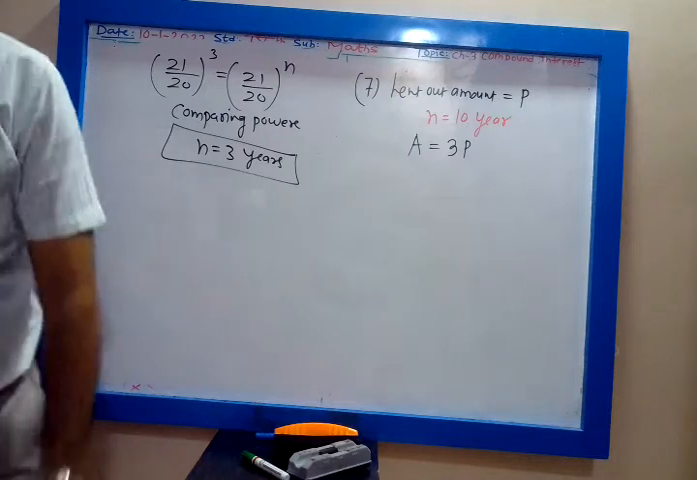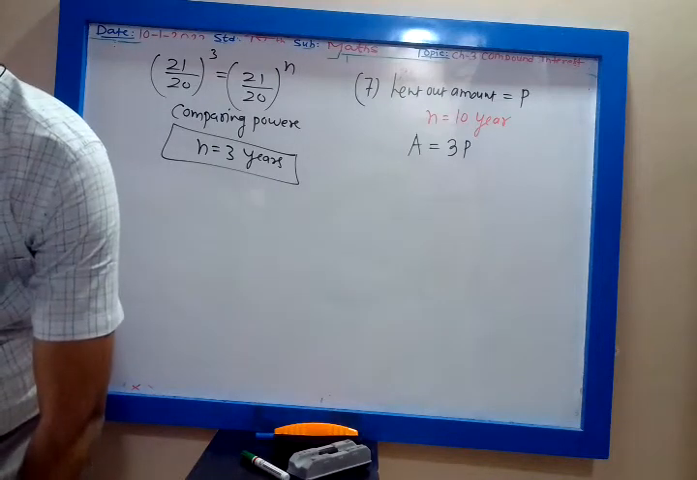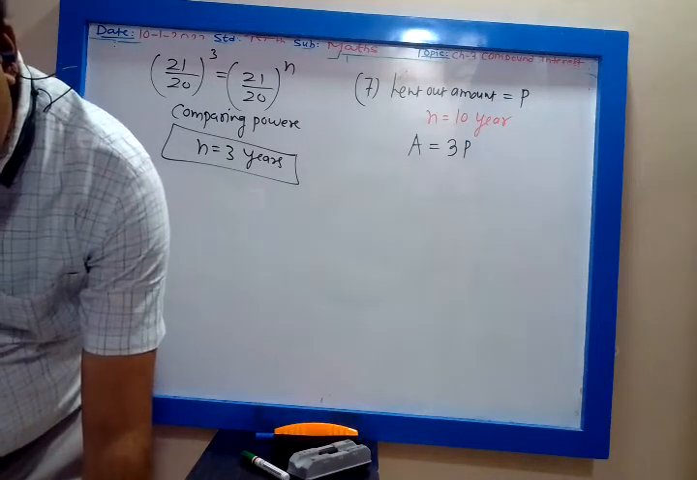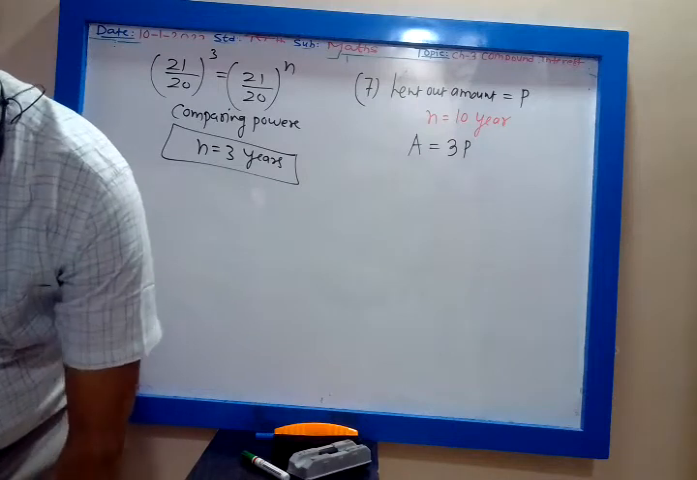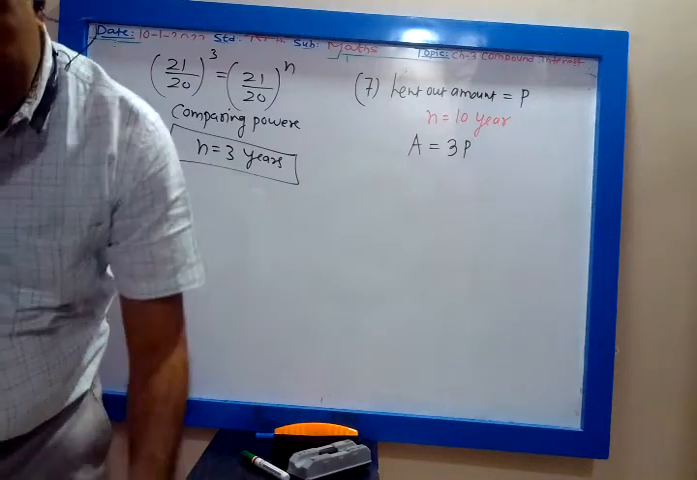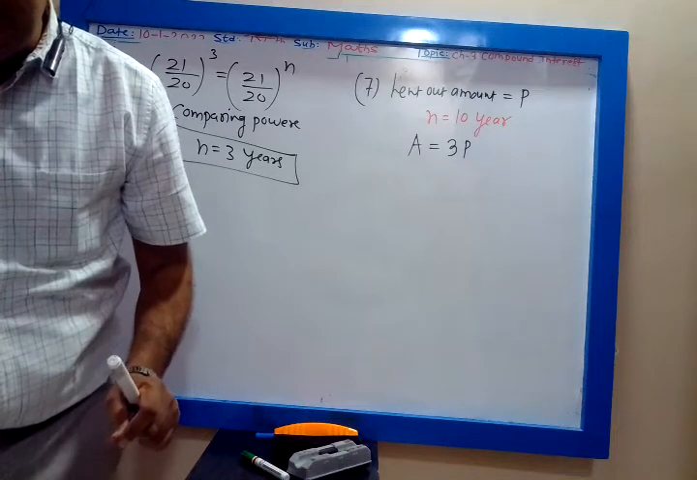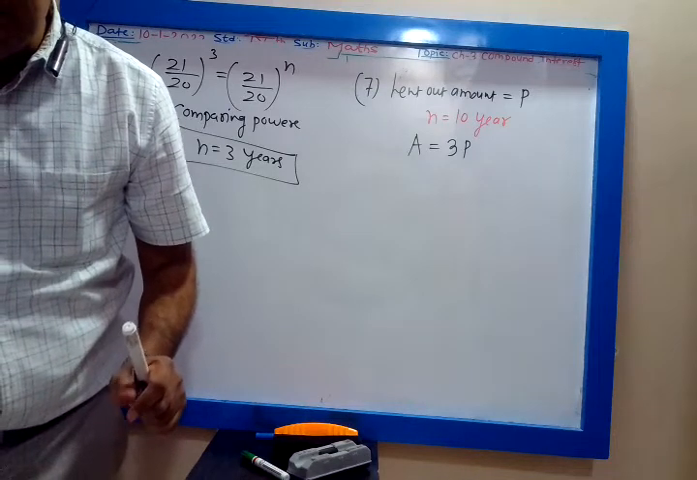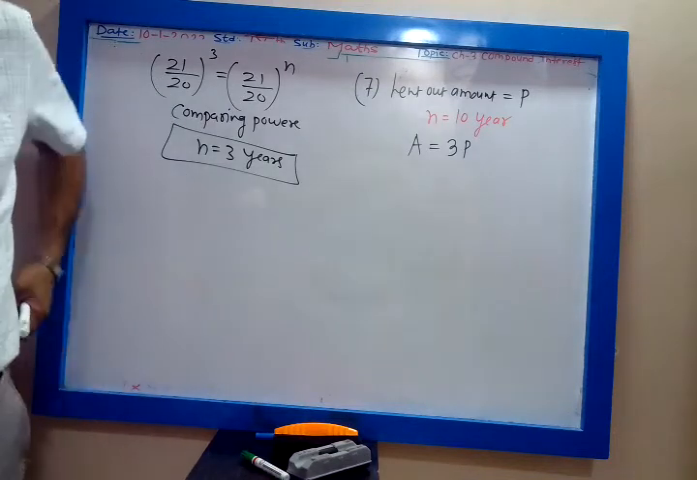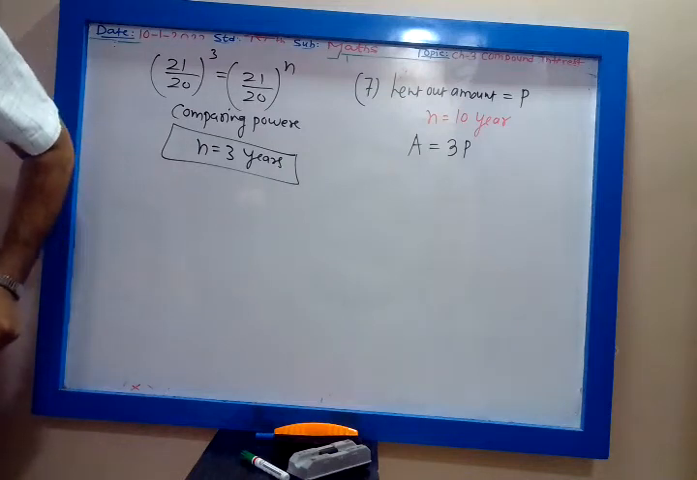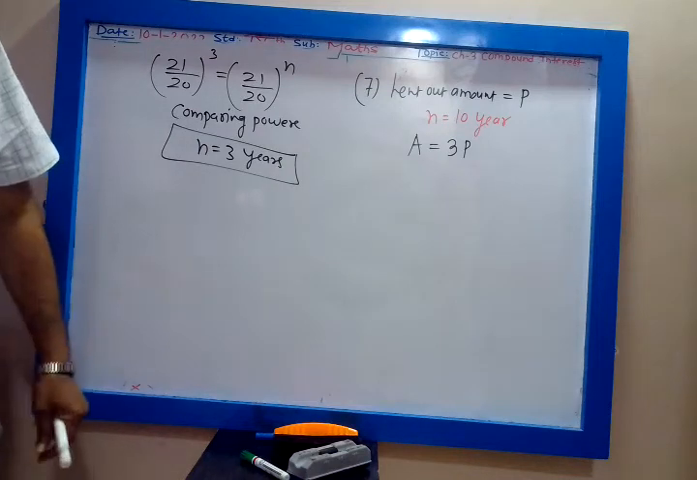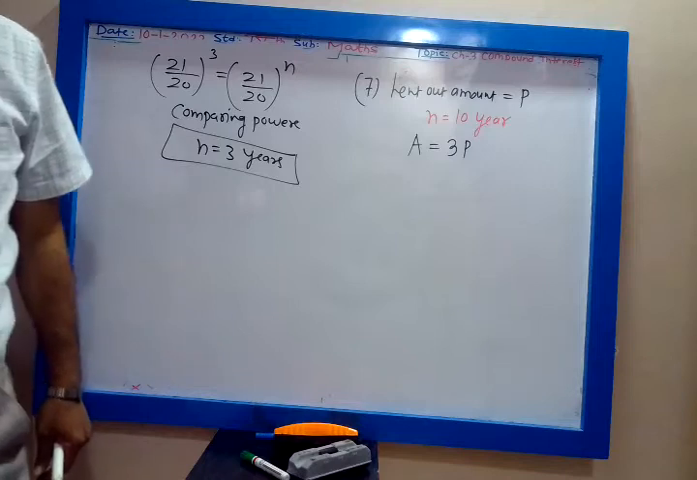Then what is given? Find in how many years will the money become 27 times of itself at the same rate of interest per annum. In how many years? So find out.